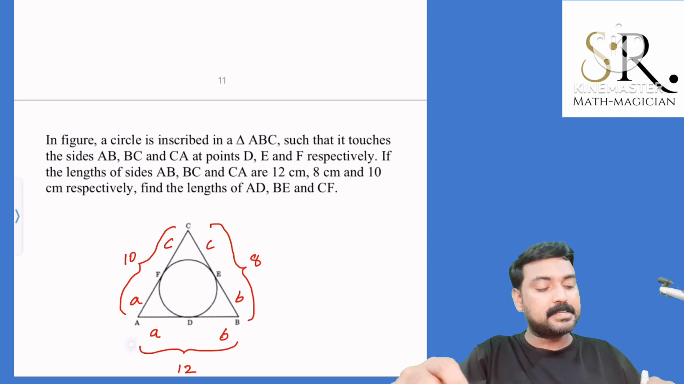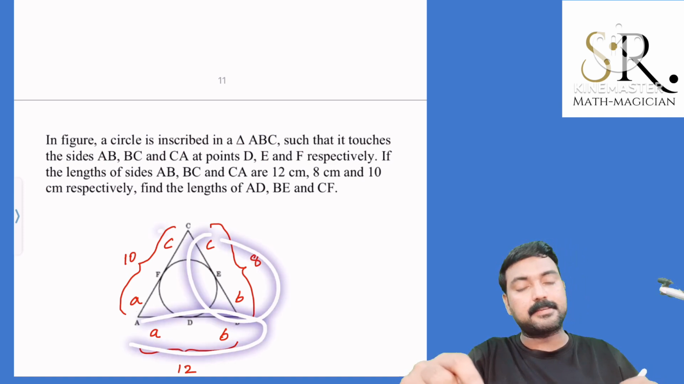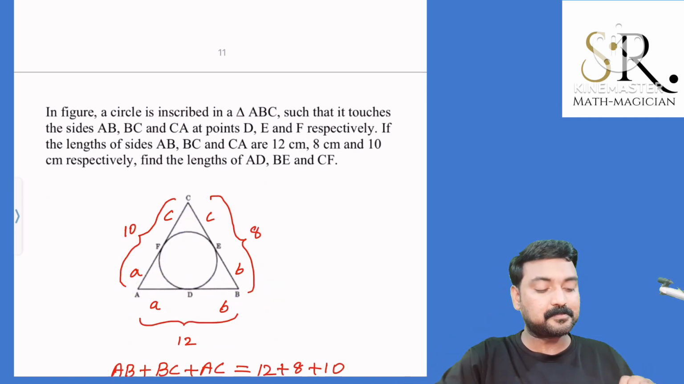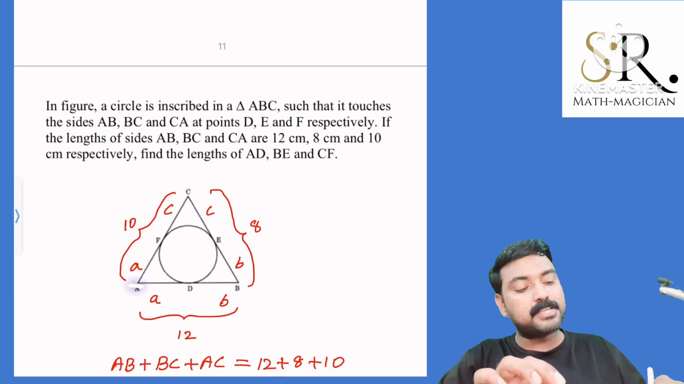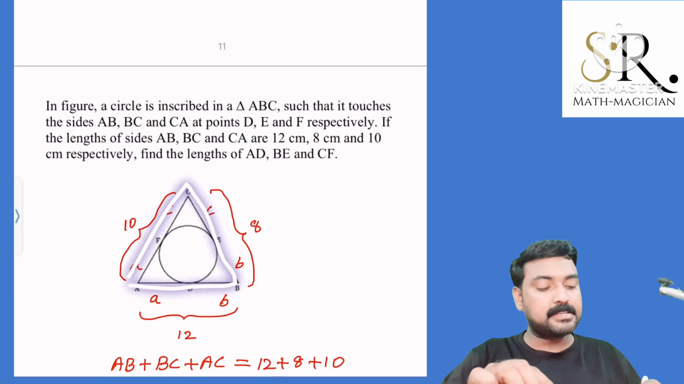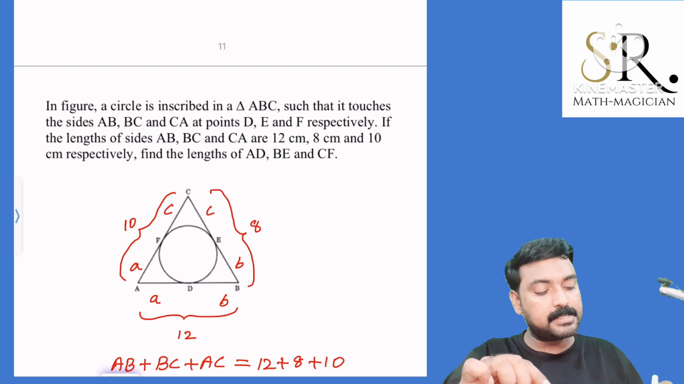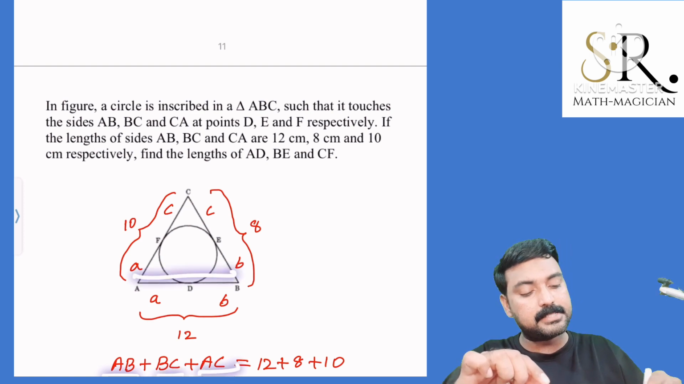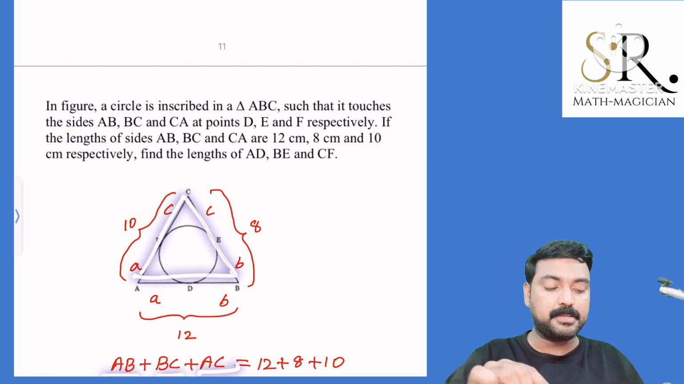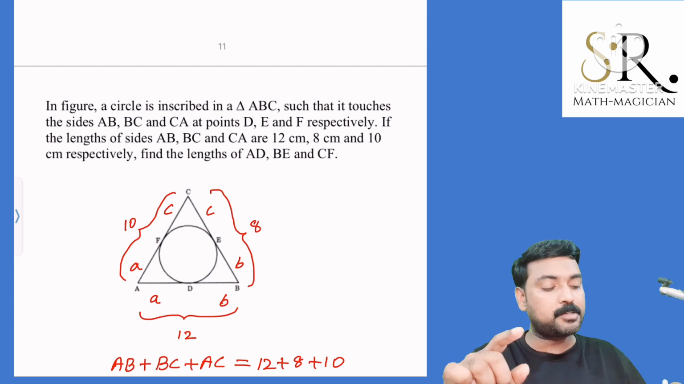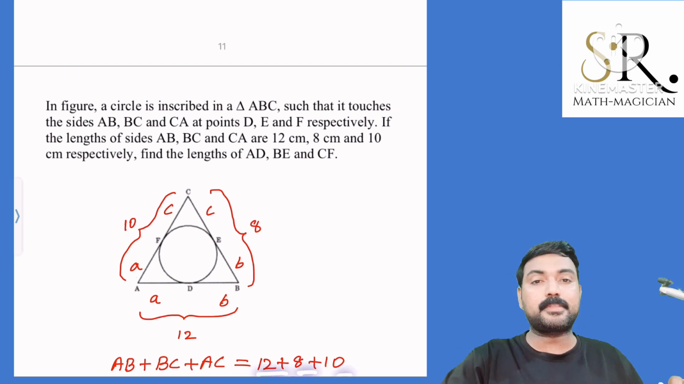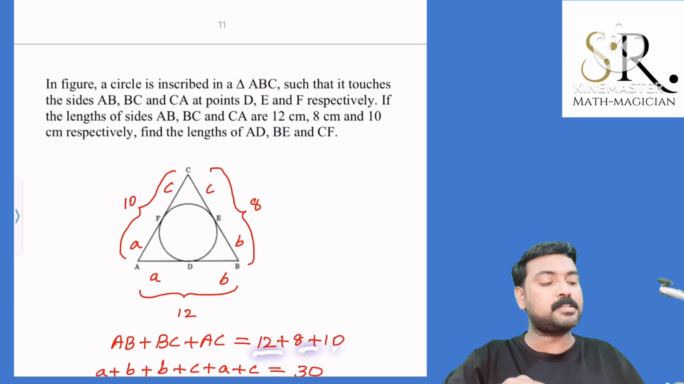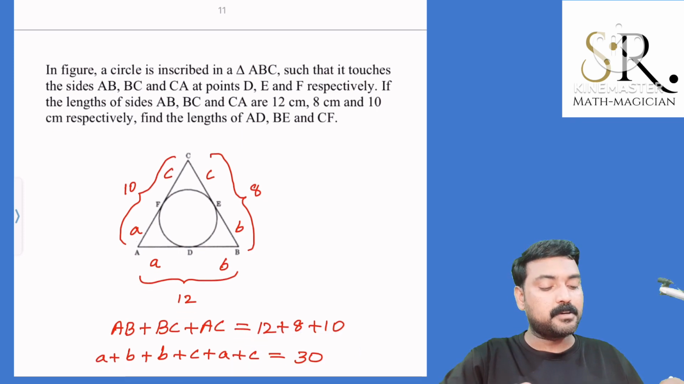So we go to these letters for AB, BC, AC. Now we can make the equation. We can add all the sides' values. What are the sides here? AB, BC, AC. Adding all sides means adding each side's length given as 12, 8, 10. That will be equal to 12 plus 8 plus 10. What is 12 plus 8 plus 10? That is 30.